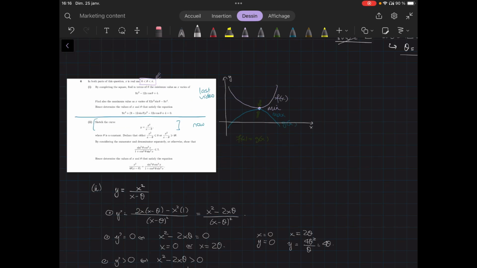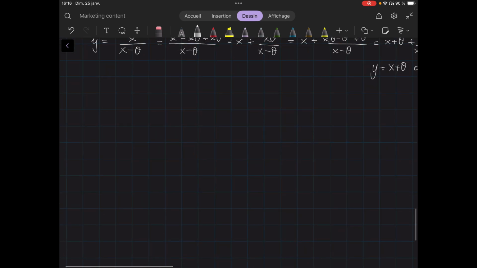Part 2. By considering the numerator and denominator separately, show the inequality. So we're asked to show that sine squared of theta cos squared of x divided by 1 minus cos squared of theta sine squared of x is less than or equal to 1.